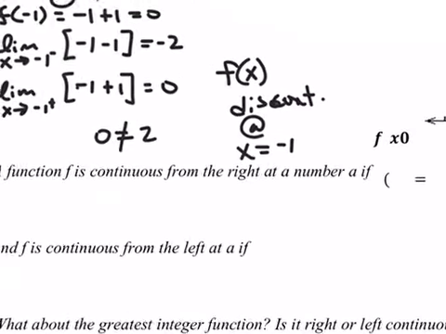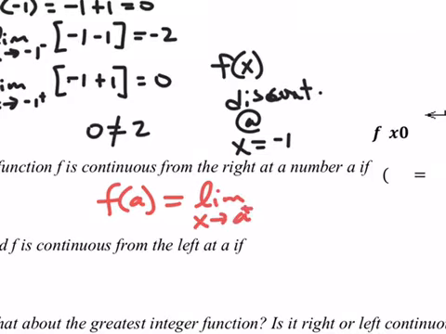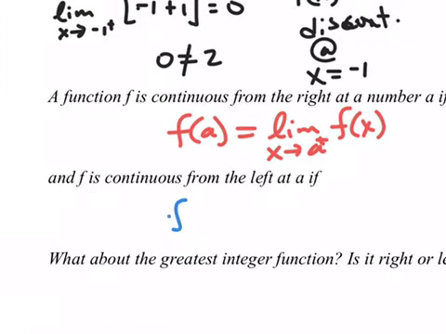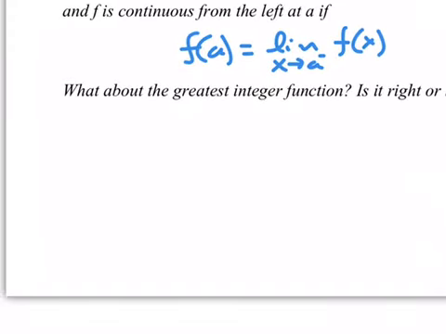A function f is continuous from the right at a number a if the value of f of a agrees with the limit of that value coming from the right on that function. Okay, and same thing on the left. If the output of the function agrees with the limit coming from the left, then again f is continuous from the left. So if we go back to the integer function again, would this be right continuous or left continuous?